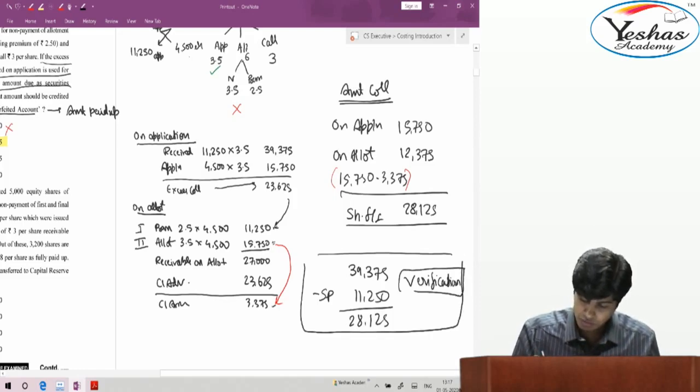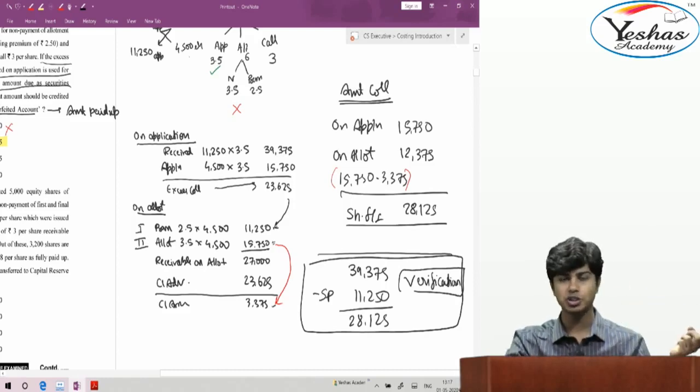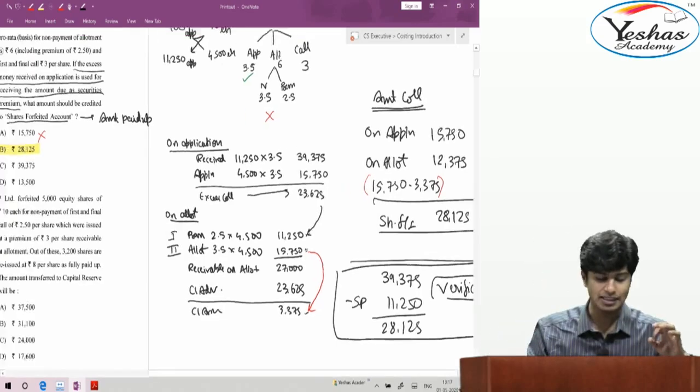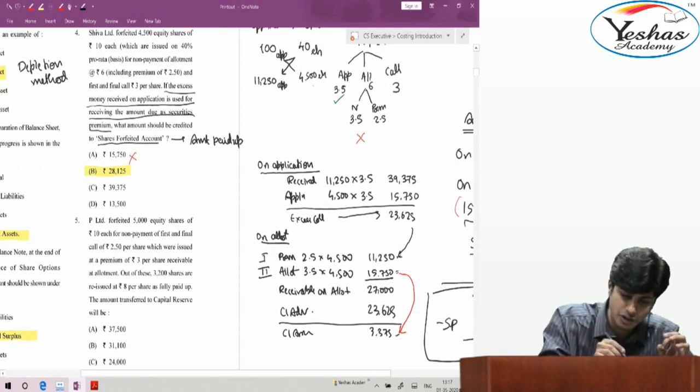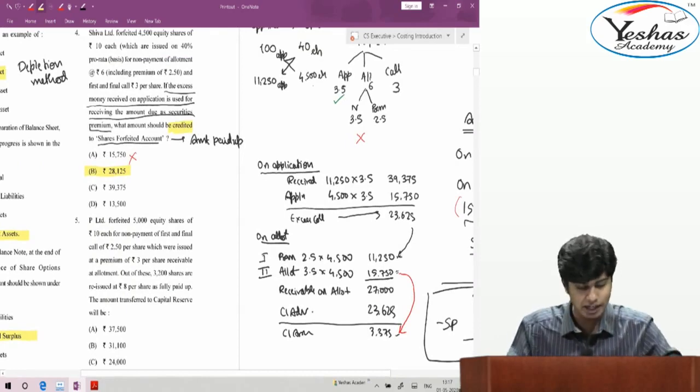You get that? So this is the verification for the answer. Total money received is 39,375. Out of that, 11,250 is towards premium. The balance money that you have is basically the share forfeiture account. So the answer is 28,125 rupees, and this is supposed to be credited to share forfeiture account. Yes? Come on, let us go to the next one.